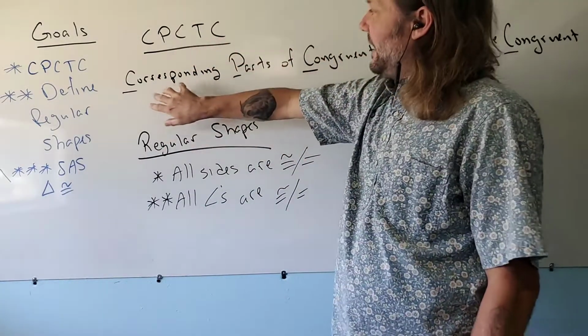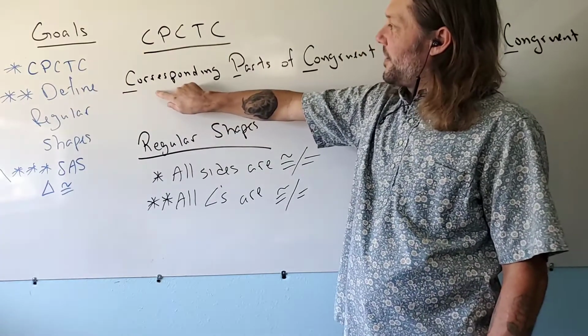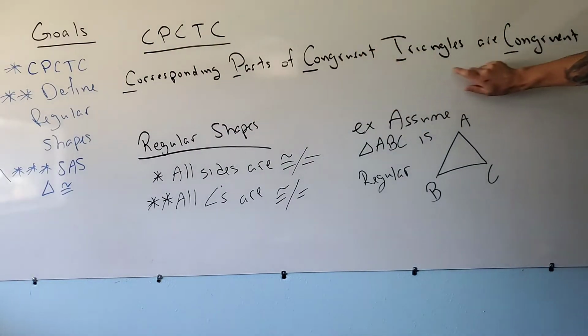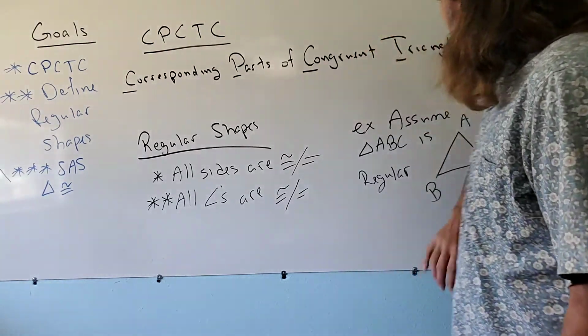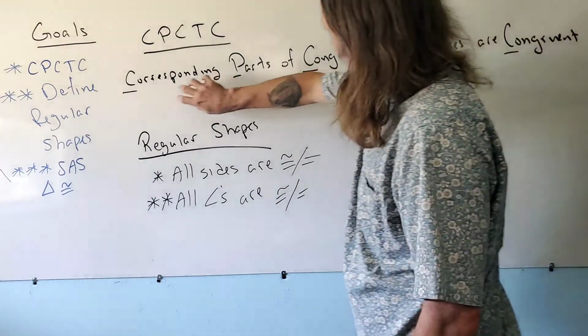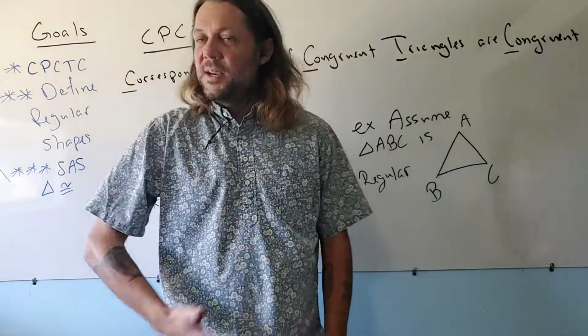CPCTC is a short way to write the following: corresponding parts of congruent triangles are congruent. You guys understand that if you have congruent triangles, then the parts that are in the same position themselves must also be equal.